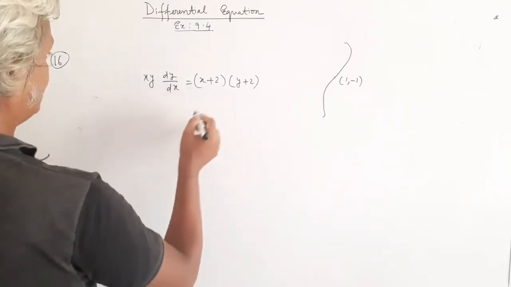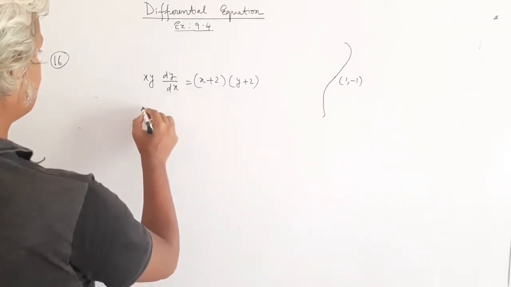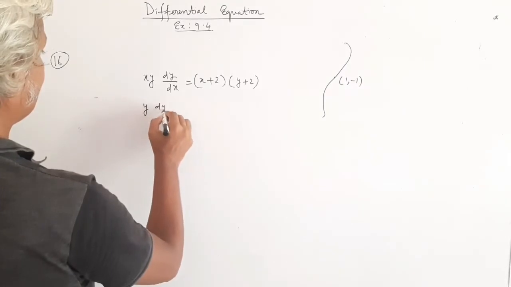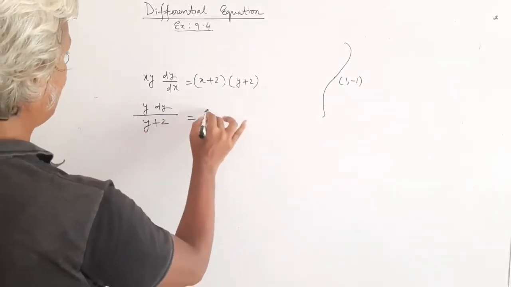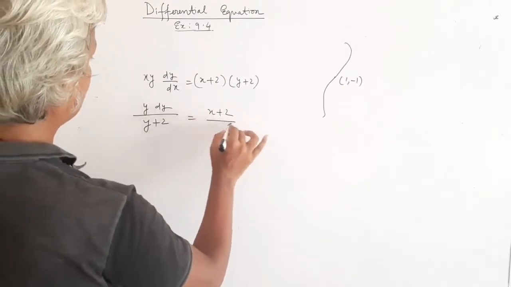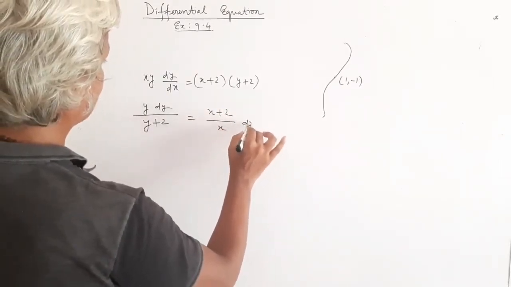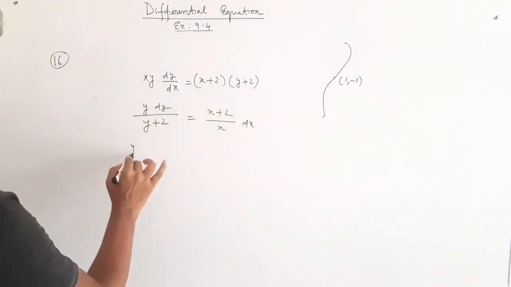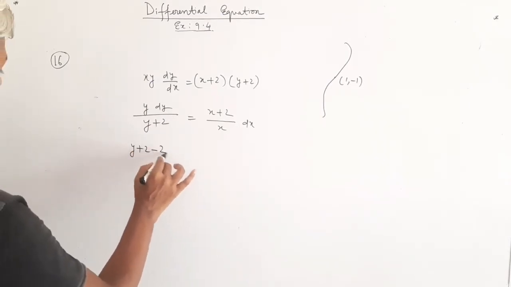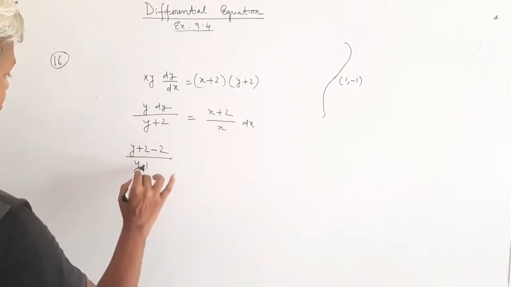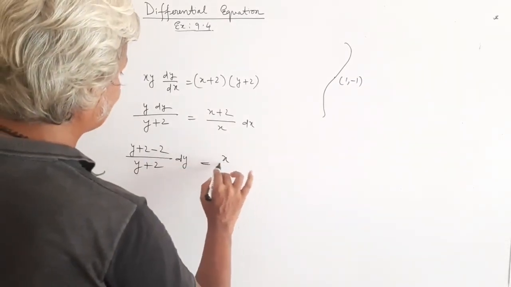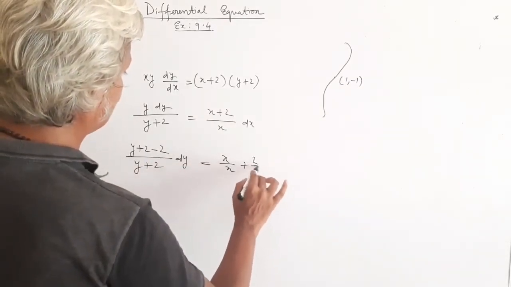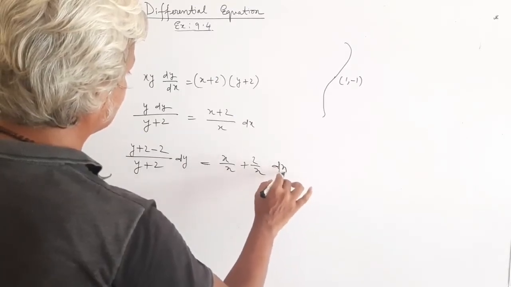So now here I use the method of separation of variables. It becomes y dy over y plus 2 as x plus 2 over x dx. Then I write at the place of y, y plus 2 minus 2 over y plus 2 dy is x plus 2 over x dx.